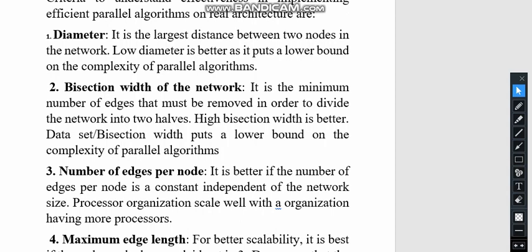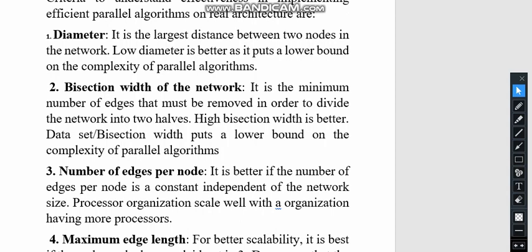The third is the number of edges per node. The number of edges per node should be independent of the network size. It should not be that if we increase the number of processors, the number of edges per node also increases, or if we decrease the number of processors in a network, the number of edges per node decreases. It should be independent of the network size. Then you can say that yes, the network is a good one.